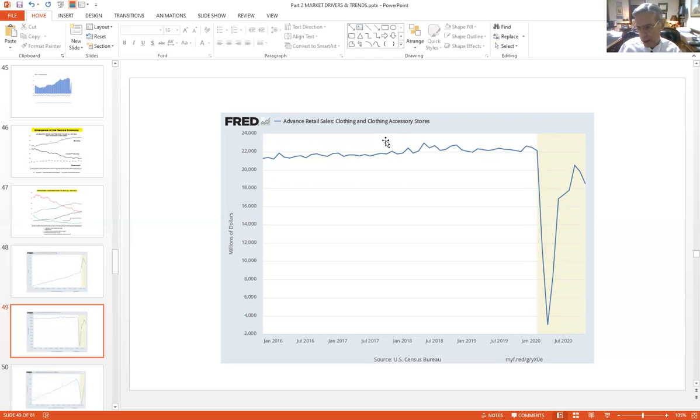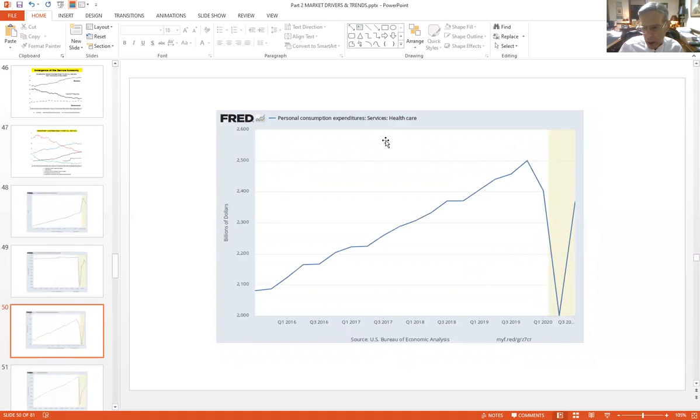So if their wages have declined, if they're unemployed, of course, and they're more concerned, if they're saving more, as we saw earlier, what do they decide not to spend money on? And one answer is clothing.